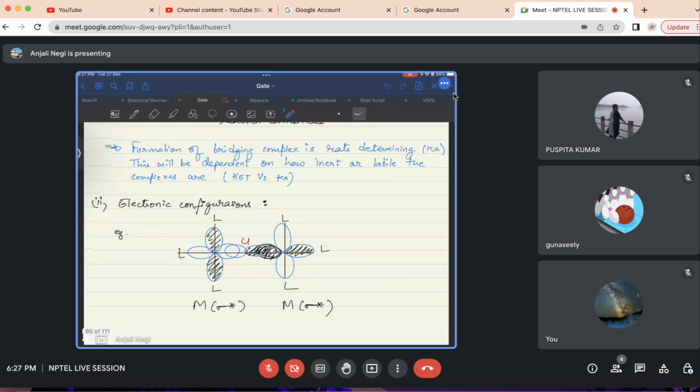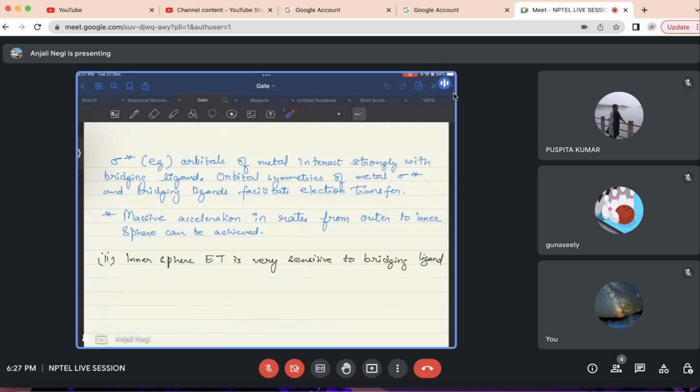So what is written, yes, this sigma star, that is my eg orbital of the metal, interacts strongly with the bridging ligand, and the orbital symmetries of the metal sigma and the bridging ligand facilitate electron transfer. So yes, a massive acceleration in rate from outer to inner sphere can be achieved.